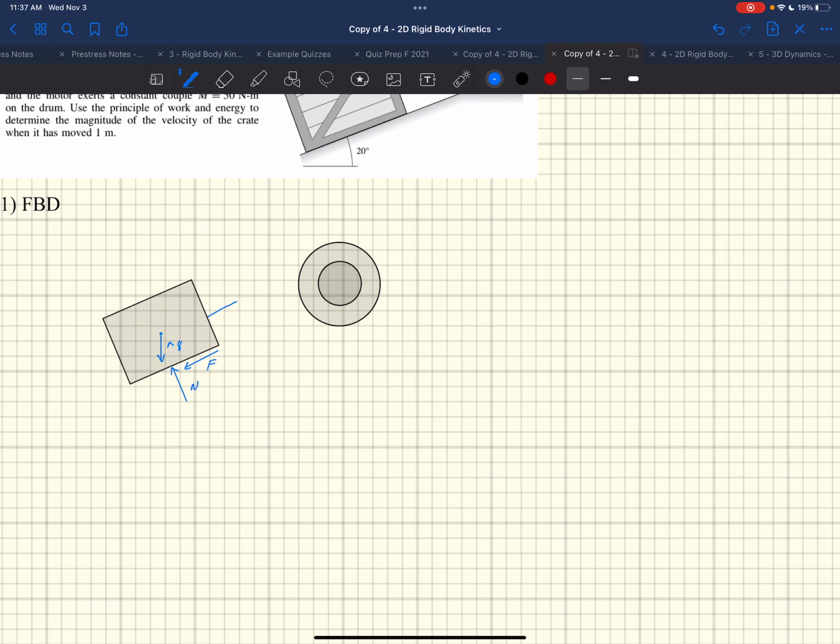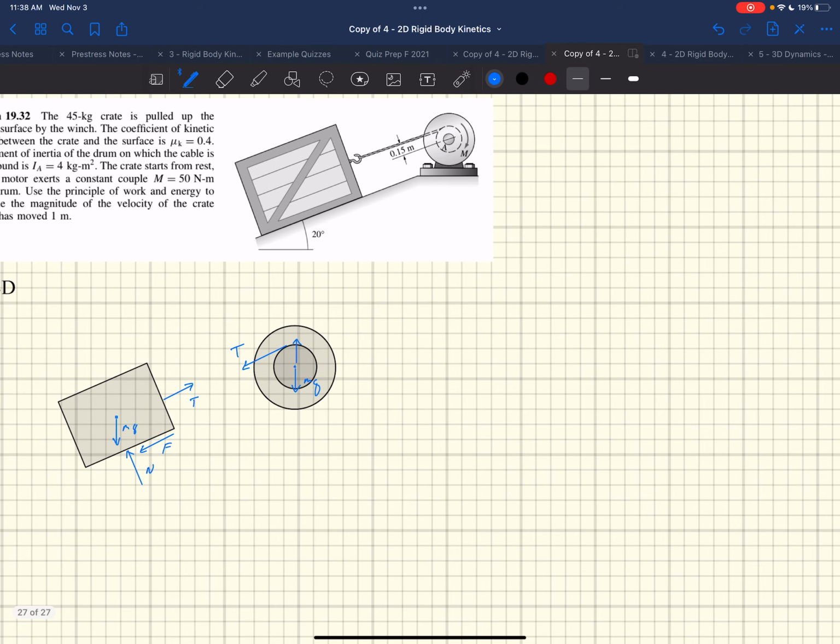And then you have this cable force, which we'll call T for tension. Is that everything on that block? I think so. Now come over and look at this side. We've got that same tension force there, we've got mass times gravity, and a reaction at A, so this is AY and AX.